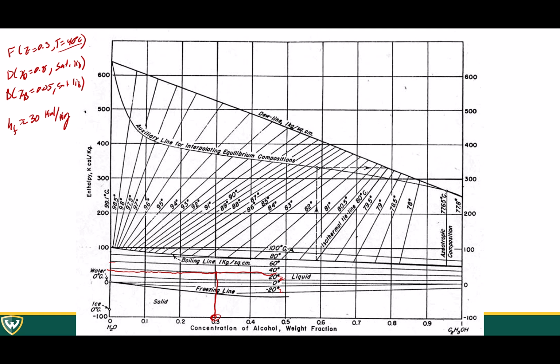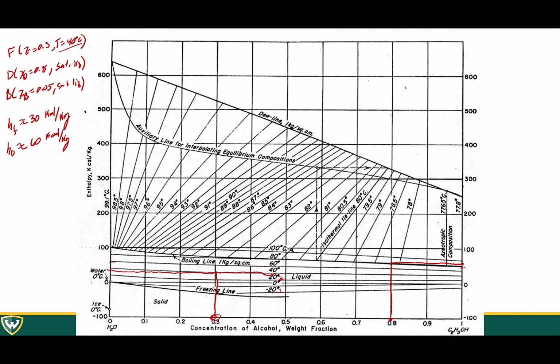Okay, and then for our distillate and for our saturated liquid, we go to XD. For XD, we go right here at 0.8, and we know that's a saturated liquid. So we're going to go to the saturated liquid line. From there, we're going to go up to there, and then we go across. Looks like half is about here-ish, so we can call that about 60, I guess. So we can say our enthalpy from our distillate is approximately equal to 60 kcal per kilogram.